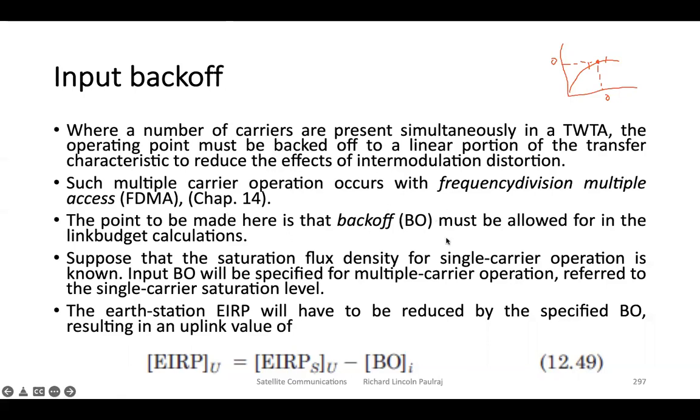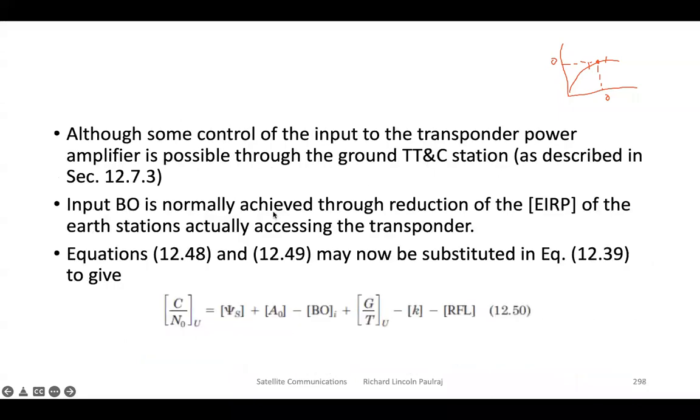Back off we denote with BO, and this can be either input back off or output back off. If it's input, then I put it as IBO, BO with suffix I. If it's output, then I put it as BO with suffix O. Fine. So your EIRP uplink is equal to the uplink minus whatever the back off value is. Now you can see we are trying to make changes to the formula, slowly updating the formula.